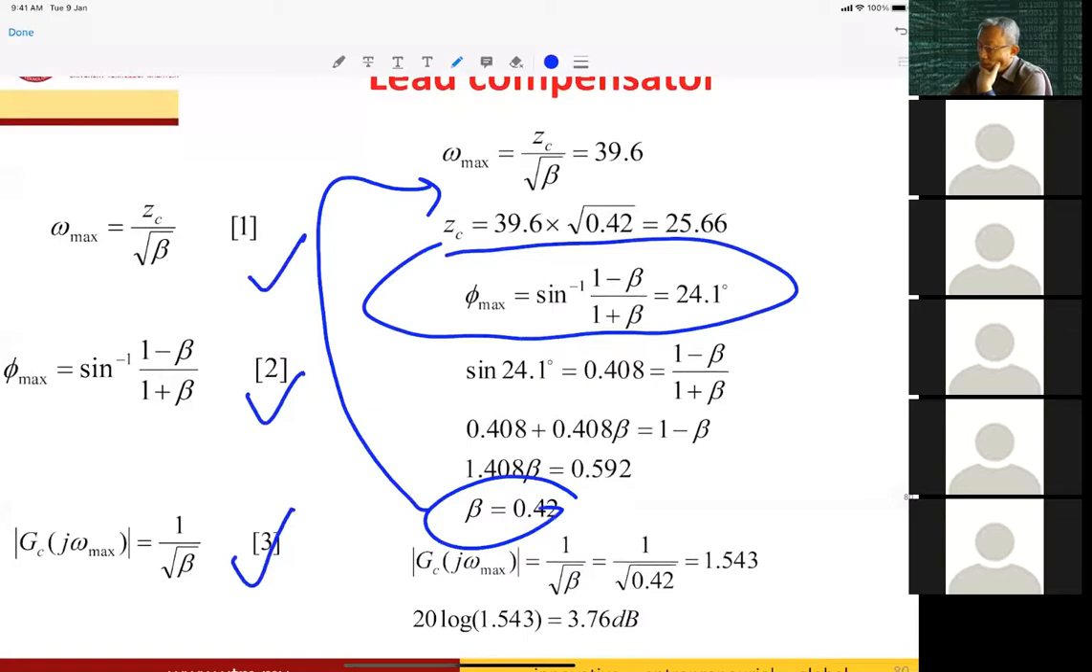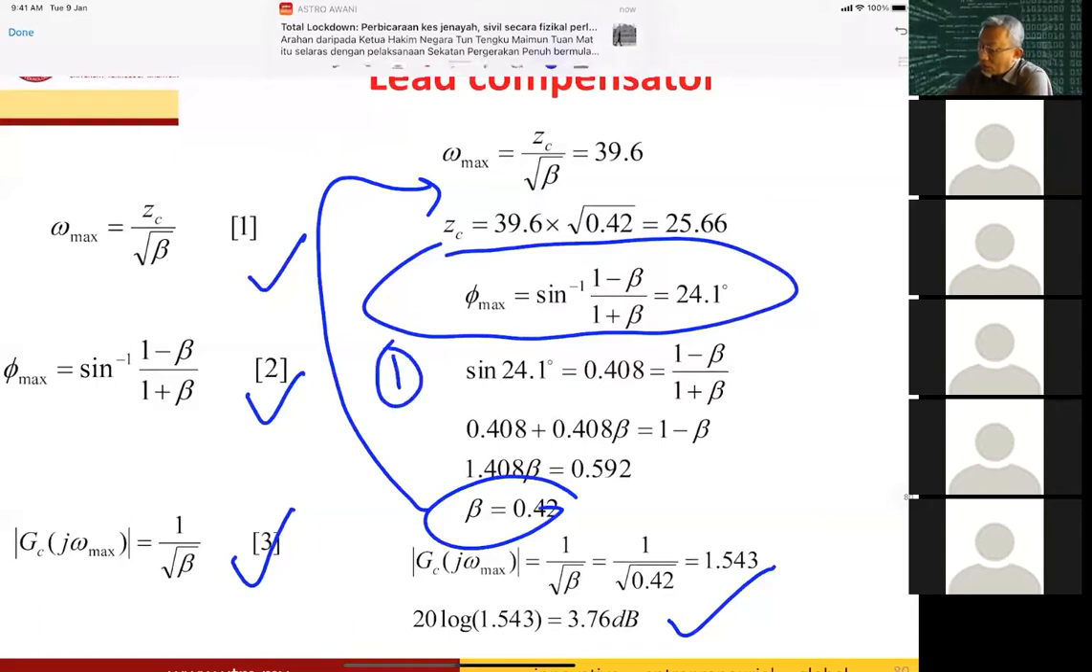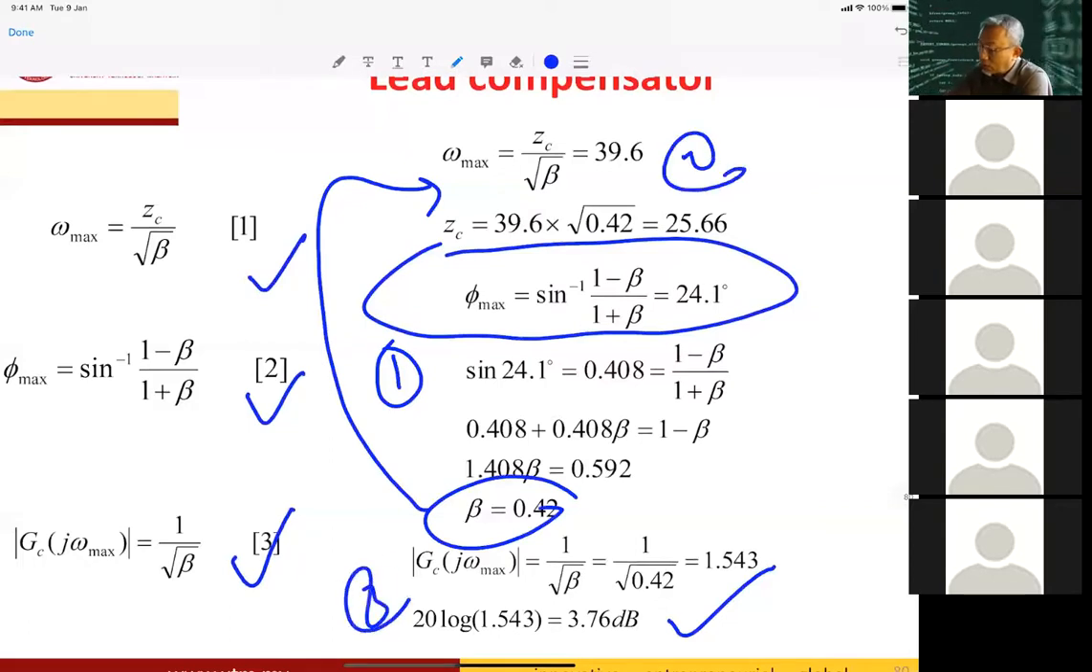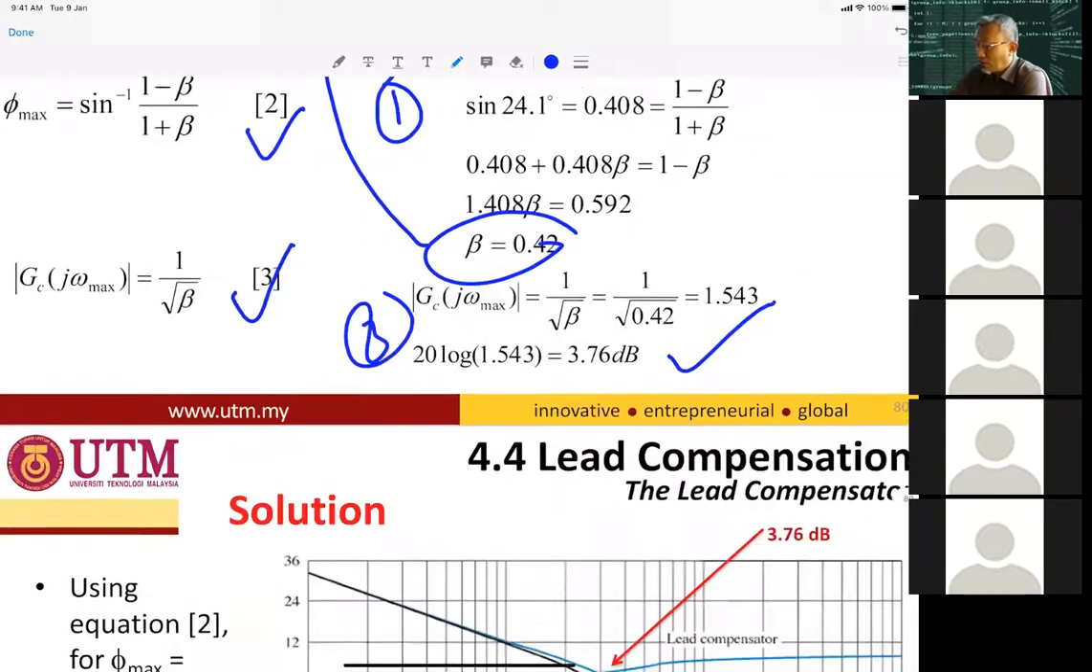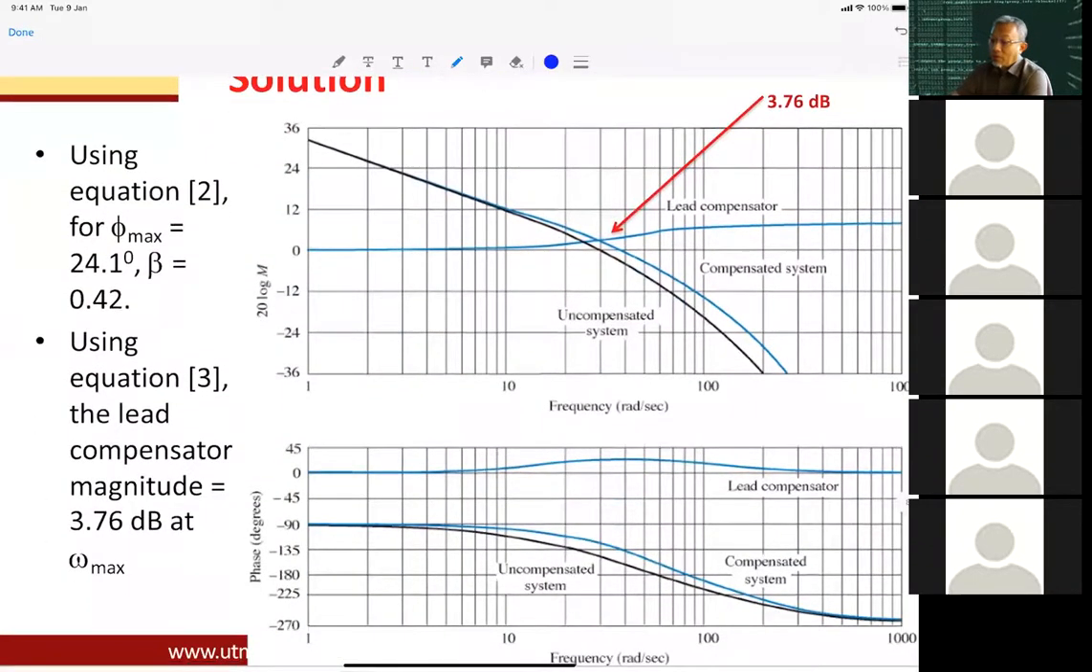And then the magnitude will become 3.76 decibels, which is 20 log 1.543. So this one goes first, this one goes second, this one goes third. That is how to use the formula. By using the equations, the maximum phase is 24.1 degrees with beta 0.42. And by using the lead compensator magnitude, you will get 3.76 decibel at omega maximum.